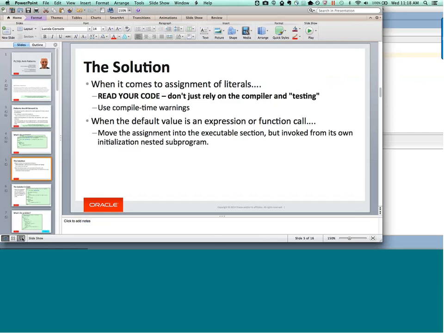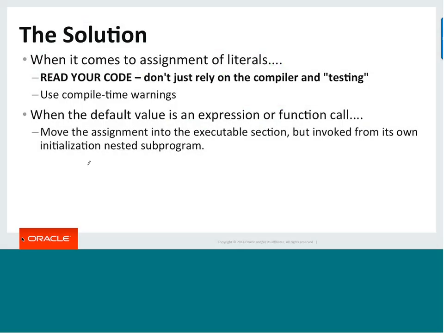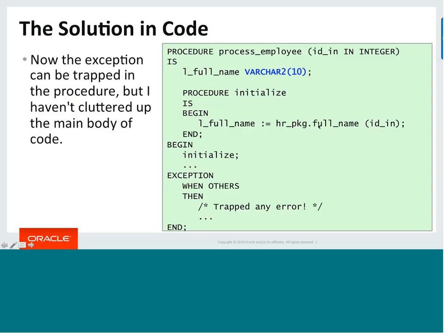So again, to sum up, when it comes to assigning values to your variables in your declaration section, if they're literals, fine, leave the literal code there because you want them tightly connected, visibly connected, but read your code and make sure it makes sense. Use compile time warnings to indicate when you've got a problem or have Oracle do the heavy lifting for you. But when your default value is an expression or function call, use that initialization section. Create your own initialization section, essentially.